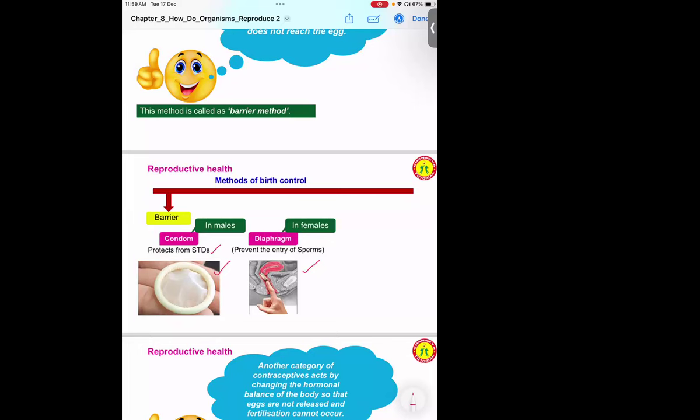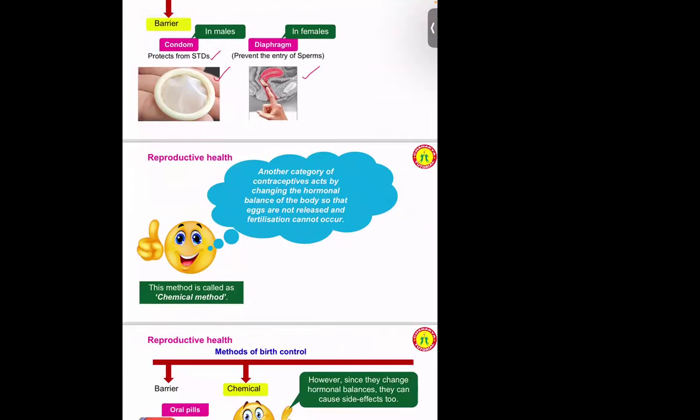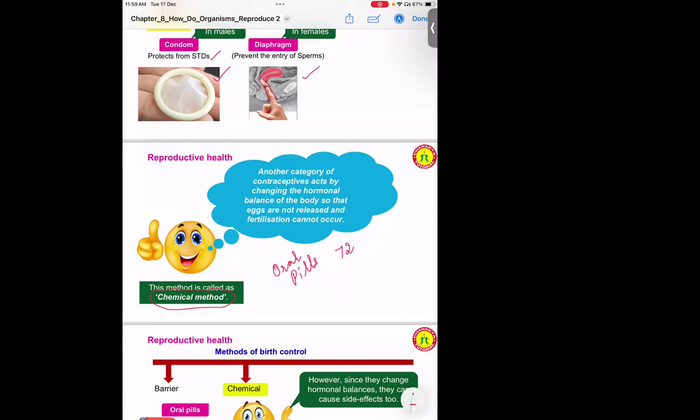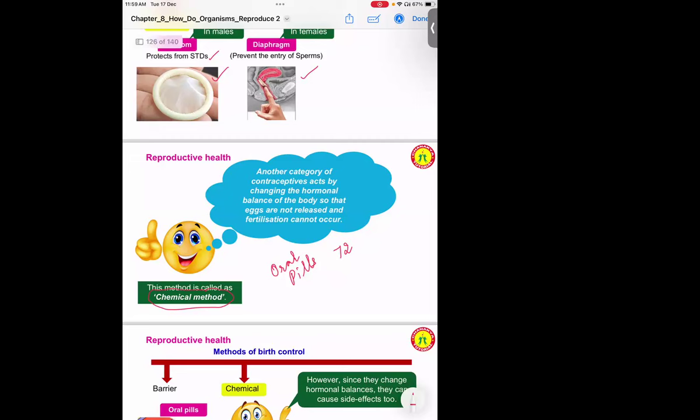Now the second one is the change in the hormonal balance of the body. Generally, maybe by chance the female and the male had sexual intercourse. During that time they were maybe not mentally prepared, but they have undergone sexual intercourse. If they want to avoid pregnancy, they can take oral pills. You might have seen the advertisement on TV, right? These oral pills have to be taken within 72 hours of the intercourse, and through this the process of fertilization will be stopped automatically.